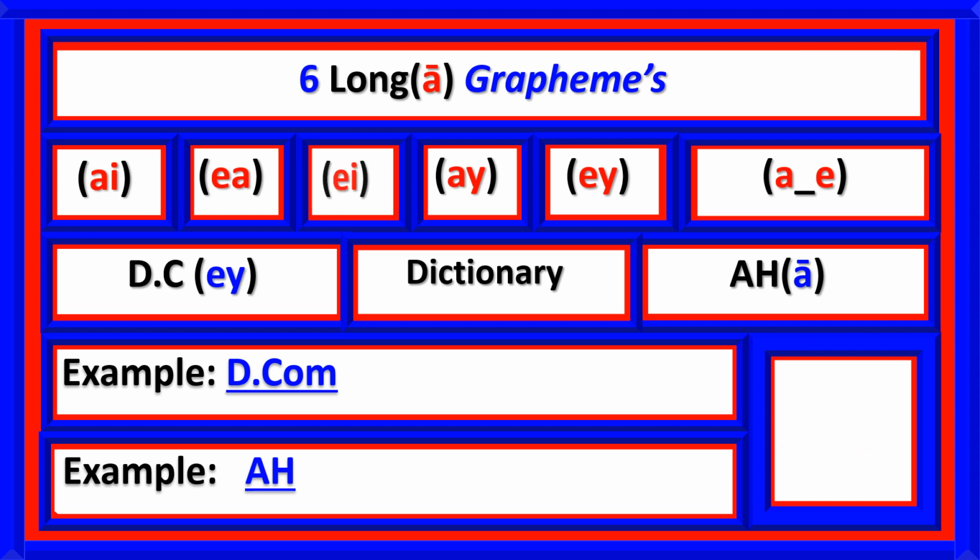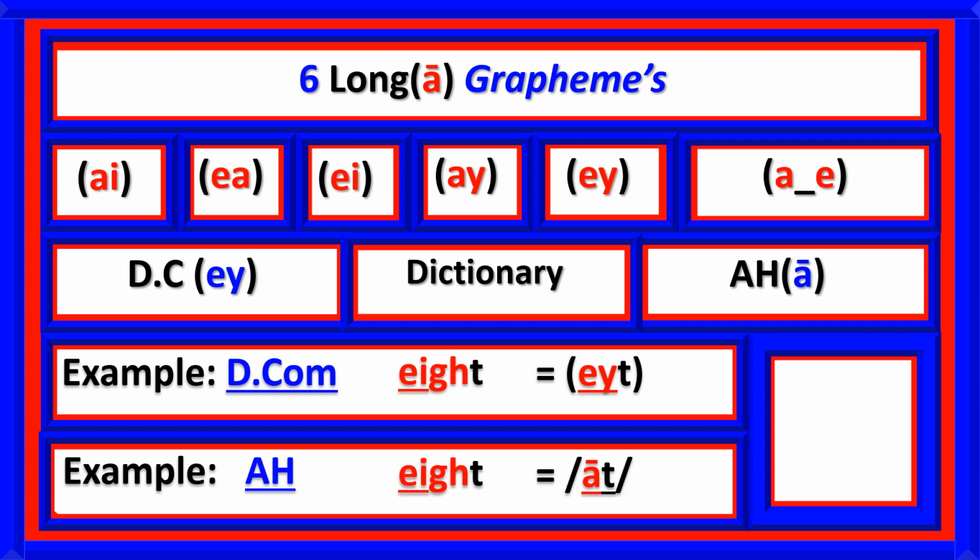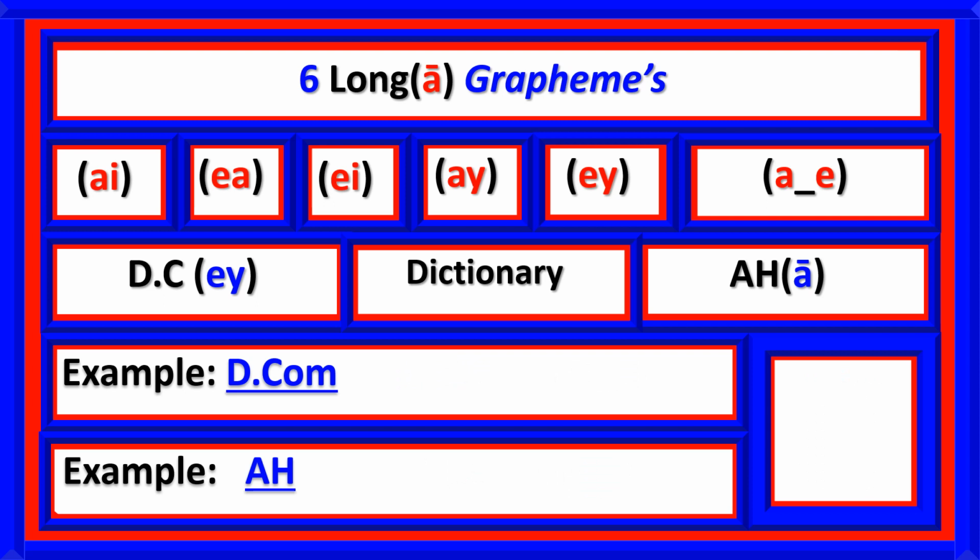Next one, we're going to do E-I. Make the long A sound now. Like eight, A, and then a T. Eight. Okay. That is an eight ball for the pool table. It's an eight ball. Good.